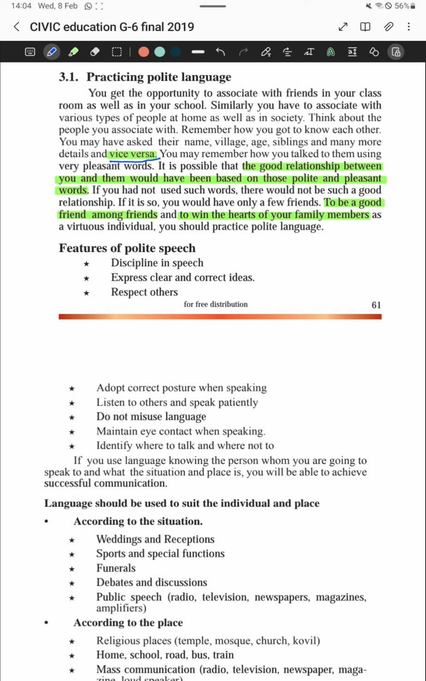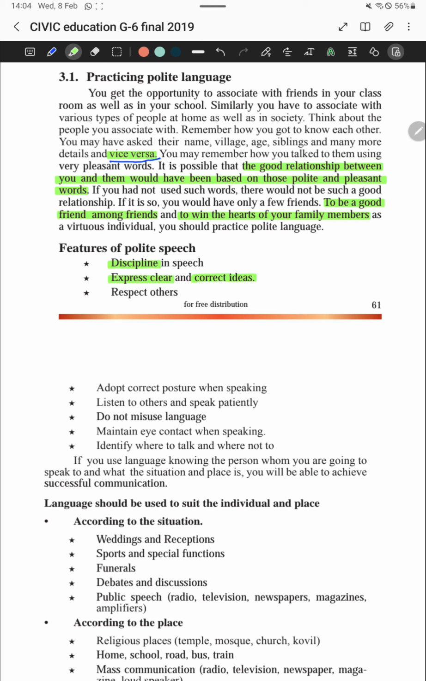Okay, so after that you must know about the features of a polite speech, right? When a person is speaking politely, you know that the speech has a discipline, right? So discipline means you must know that they are talking without any problems and also without any hurry, right? They are very disciplined in talking, and their way of speaking is very attractive, okay? And also they will express their ideas very clearly, and also they will talk only for the correct things. I mean, they are talking to the point, not other things.